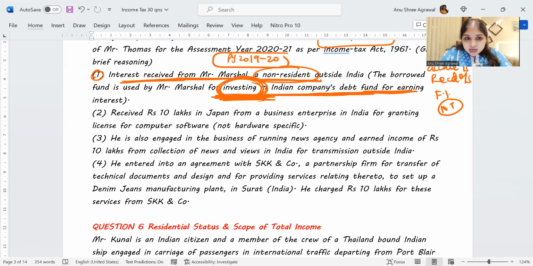Now listen, come to the second subdivision now. This one you should tell me correctly. He received 10 lakh rupees in Japan from a business enterprise in India for granting license for computer software. This is nothing but royalty. He has received royalty. It always depends upon who the giver is. He received from a business enterprise in India, which means who is the giver?